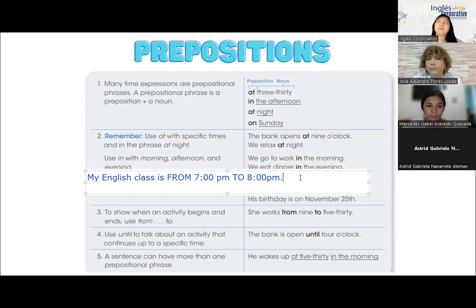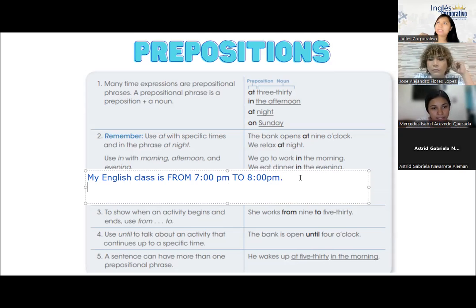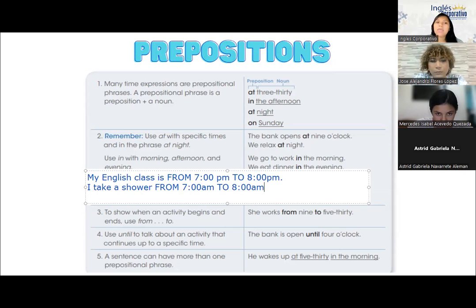Ahora, si yo quiero decir, yo tomo un baño o yo me baño desde las 7 a.m. hasta las 8, para lo que se tardan bastante, ¿ok? So, I take a shower from 7 a.m. to 8 a.m. Si se fija, aquí no utilizamos verbo to be porque la idea no lleva verbo to be.